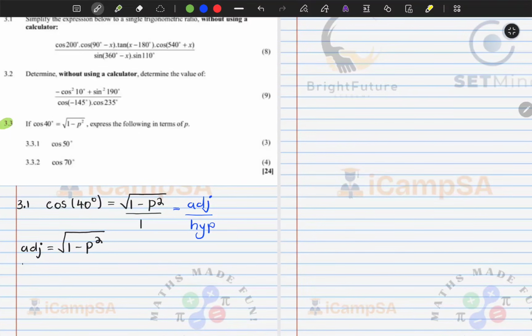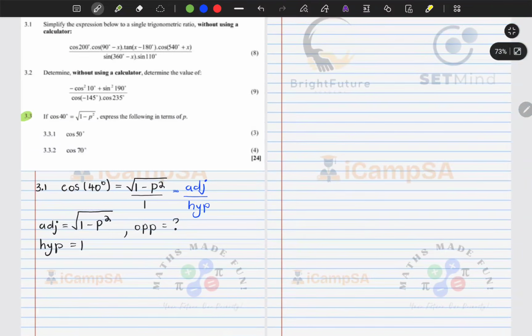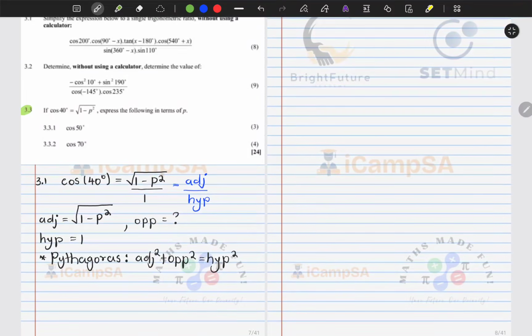Then I'm going to consider my hypotenuse to be 1. Now, if you think carefully, the only thing that is missing is our opposite side. And by Pythagoras, we should know that if you take your adjacent squared plus your opposite squared, you should get your hypotenuse squared. Okay, so we're looking for our opposite.